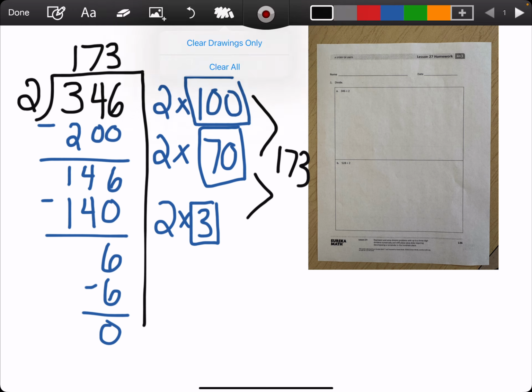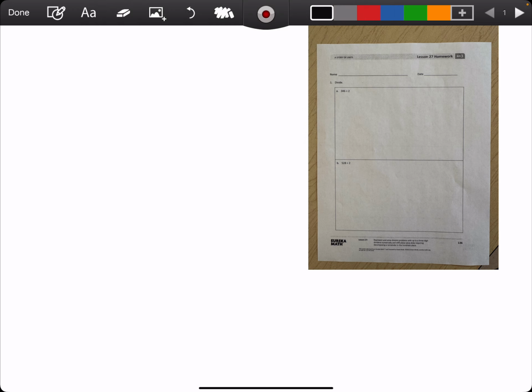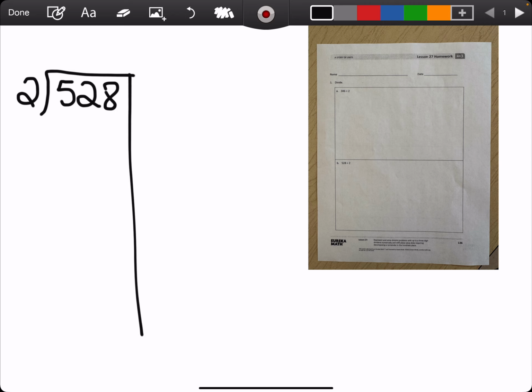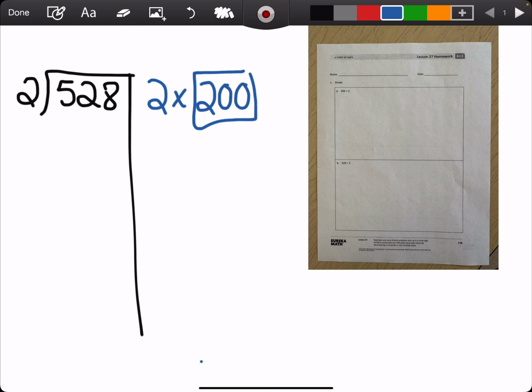Now, let me go to 528 divided by 2. So 2 into 528. I'm going to say it the same way I did before. Well, 2 times what? Well, 2 times 100 will give me 200. I could actually do 2 times 200 here. 2 times 200 will give me 400. I subtract that, and I have 128 left.